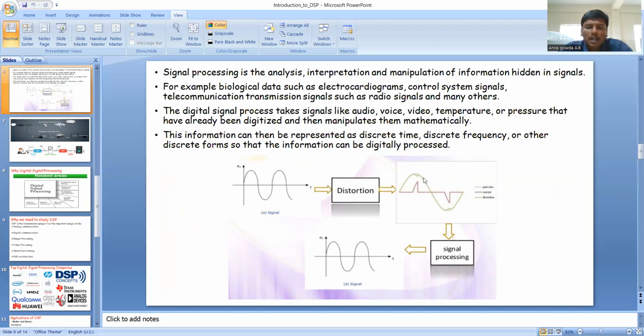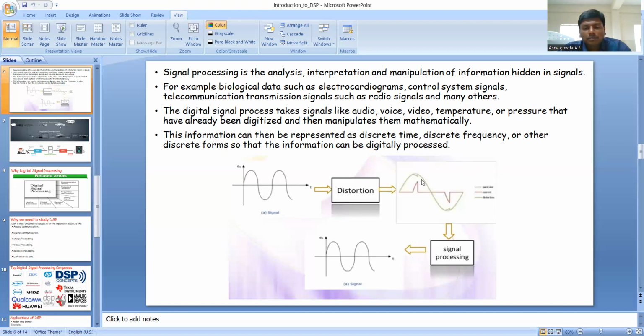So processing means every signal has some information hidden in it. Okay. If we are analyzing the information hidden in it, or if we are manipulating the information hidden in that signal, or if we are extracting the information hidden in the signal, then we call that processing. Okay. So one typical example is shown here. Let's take, for example, one signal. If it is contaminated with noise, and that contaminated signal is passed through a filter, so a filter, we know, allows only the desirable part of the signal and it blocks all the undesirable part.